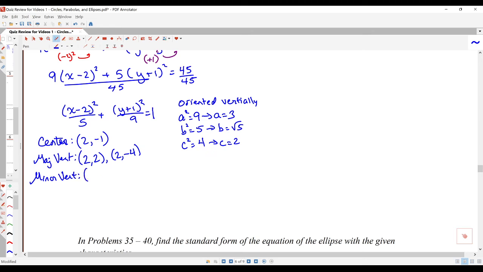Our minor vertices are going to be right and left the square root of 5. So we're going to have 2 plus or minus the square root of 5, comma -1. And then my foci are up and down 2 from our center. So I go up 2, I get to 1. Go down 2, we get to -3. Eccentricity is C over A. 2/3 is 0.6667.